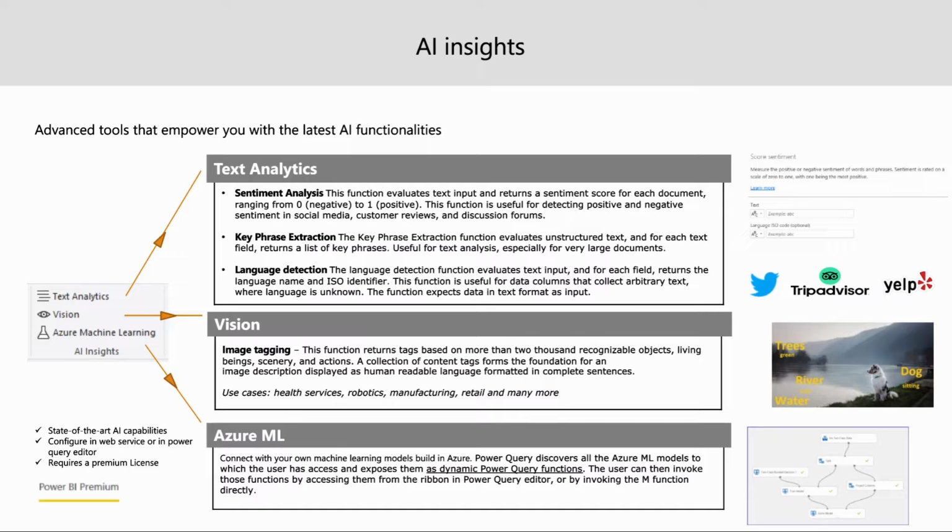Vision is, for now, only image tagging. So image tagging, as you know, the model is shown pictures and then it has to correctly identify certain text associated with it. So cat or dog or a background. And of course, there's a lot of use cases in practice. Lastly is Azure Machine Learning. So you can also connect your own machine learning models and incorporate them into your report and reuse the already done models that you created.